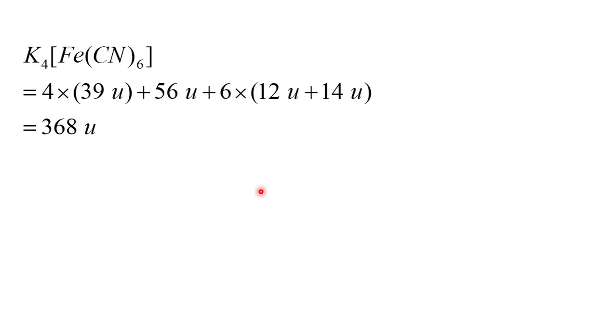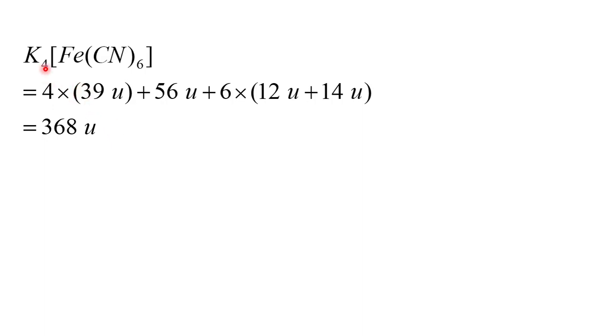Similarly, if the complex is mentioned like K4[Fe(CN)6], it means outside the bracket potassium is there, and inside the bracket iron, carbon and nitrogen are mentioned. Don't worry about it. Whatever quantity is mentioned, write the atomic mass, multiply by how many times it is present, and you will get the respective molecular mass. In this way, we get the molecular mass of a given compound.